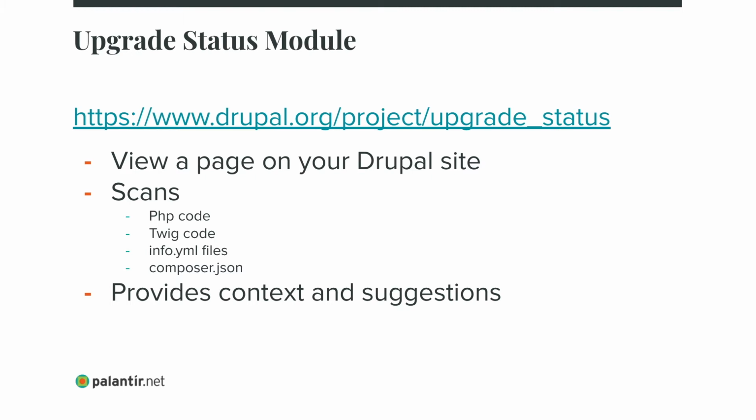Upgrade Status is another tool that you can install as any other Drupal module. It provides a page on your Drupal site that you can visit, and it will scan PHP code, Twig code, info YAML files, and composer JSON files, and it will give you context and suggestions about what the issues are to help you decide what you want to do.